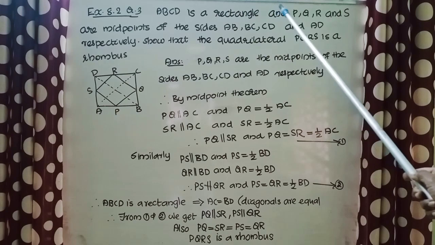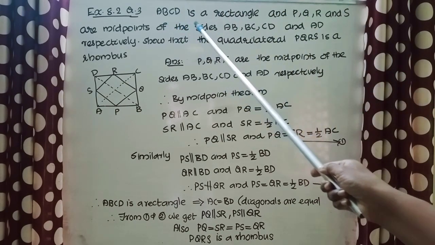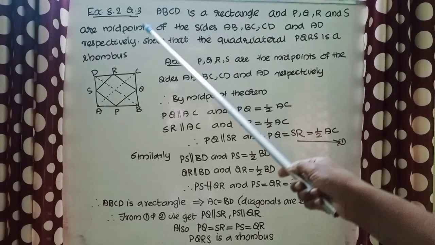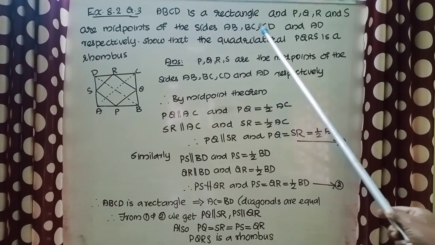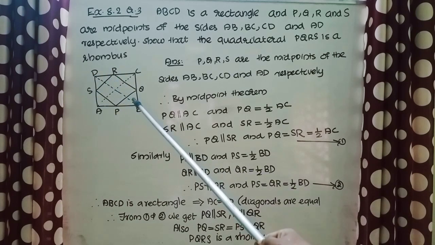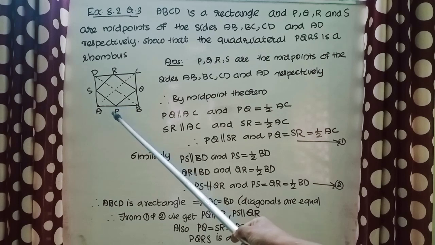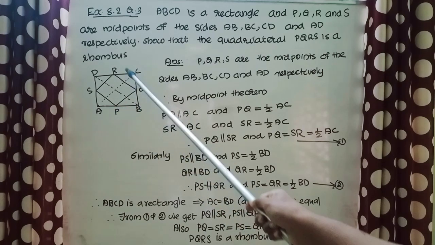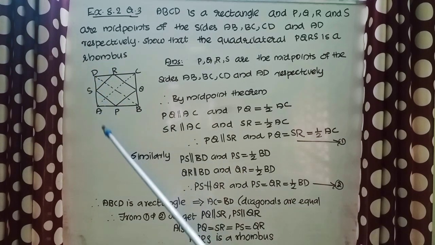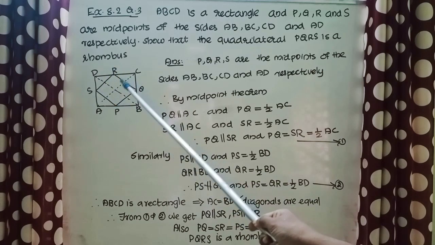ABCD is a rectangle and P, Q, R and S are midpoints of the sides AB, BC, CD and AD respectively. Show that the quadrilateral PQRS is a rhombus. So here is given the figure, ABCD is a rectangle. P is the midpoint of AB, Q is the midpoint of BC, R is the midpoint of CD and S is the midpoint of AD. We need to prove this PQRS is a rhombus.